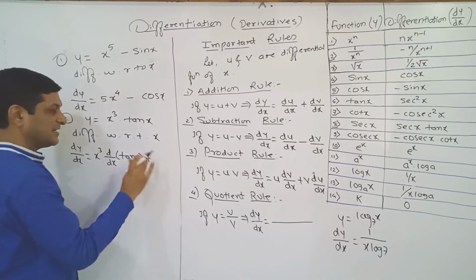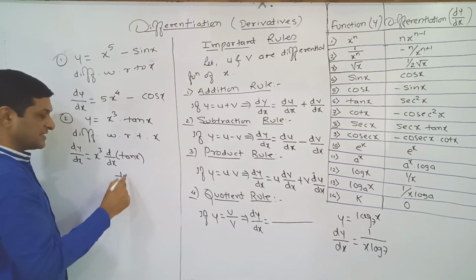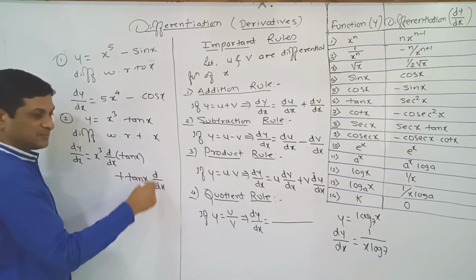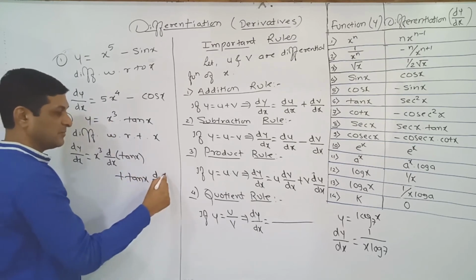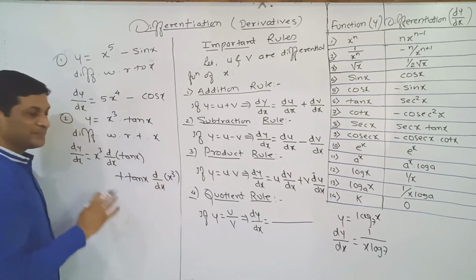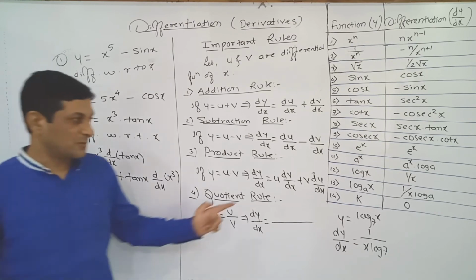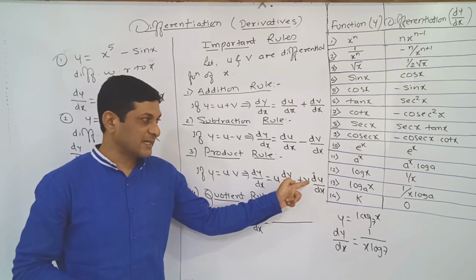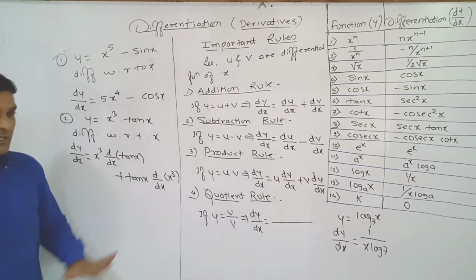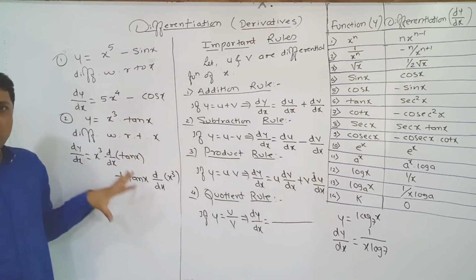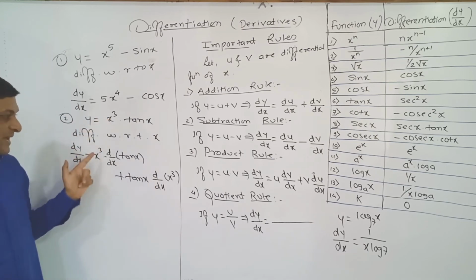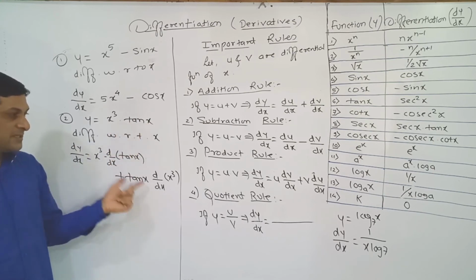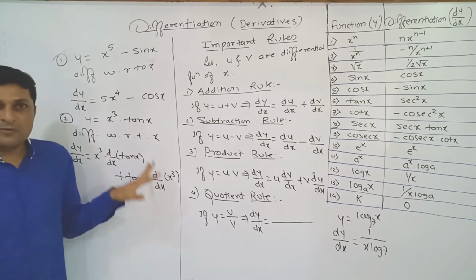Second term as it is means what? Tan x as it is, into d by dx, meaning the derivative of the first term. What is the first term here? x cube. In this way we are applying the product rule. The product rule says keep the first term as it is, derivative of second, plus second term as it is, into derivative of first. Now we have just substituted the values in the product rule. Now the remaining part is simplification.